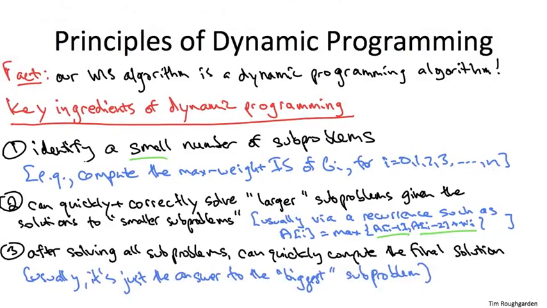the original problem is simply the biggest of all of your subproblems. Notice this is exactly how things worked in independent sets. Our biggest subproblem, G sub n, was just the original graph. So once we fill up the whole table, boom, waiting for us in the final entry was the desired solution to the original problem.